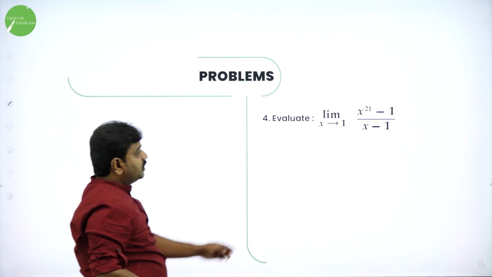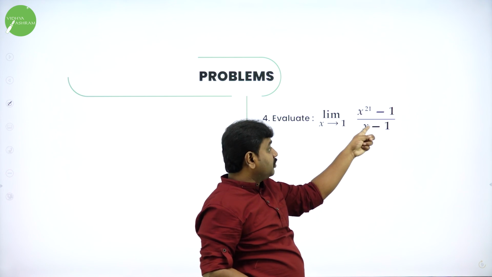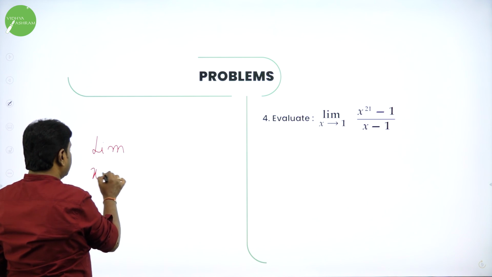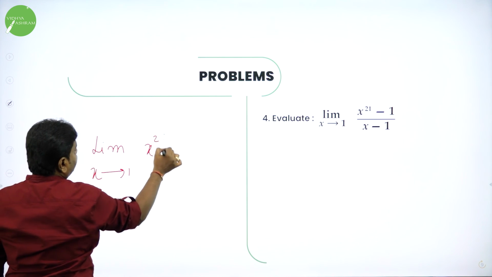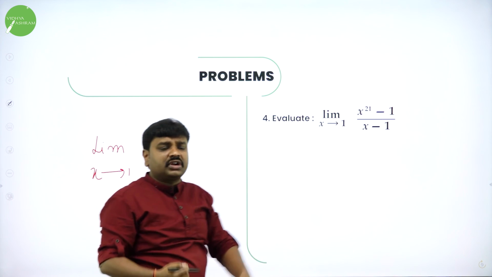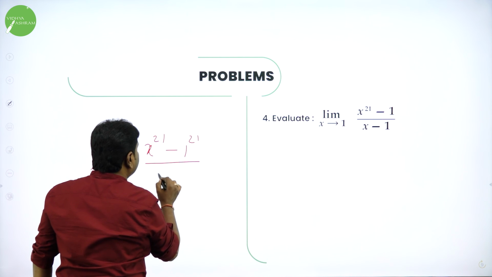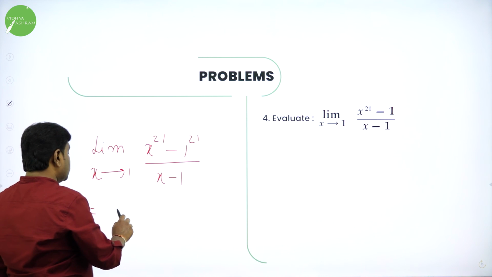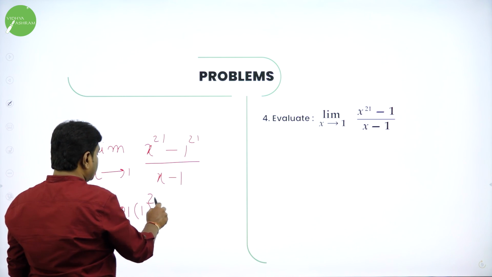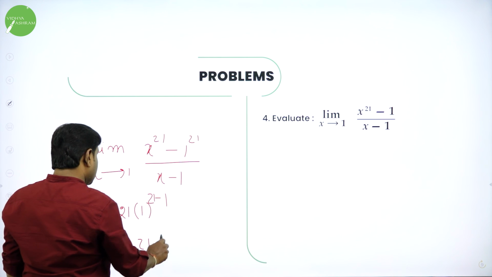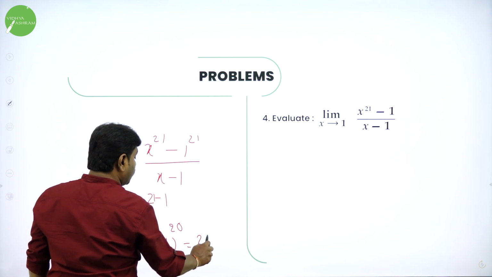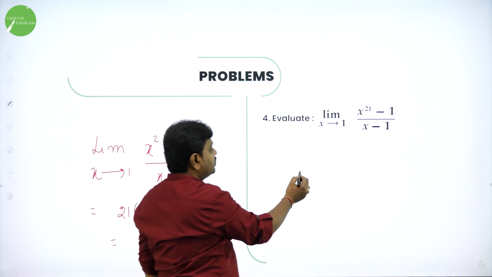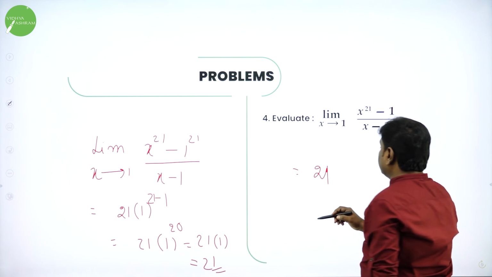Next, limit x tends to 1, x power 21 minus 1 by x minus 1. Can I write this as x power 21 minus 1? So 1 power anything is 1. For my convenience, I will write 1 power 21 divided by x minus 1. Now what is the answer? It is in the form x power n minus a power n, n into a power n minus 1. Here n is 21, so 21 into 1 power 21 minus 1. So that is 21 into 1 power 20. 1 power anything is 1. So 21 into 1 is 21. The answer for this is 21.